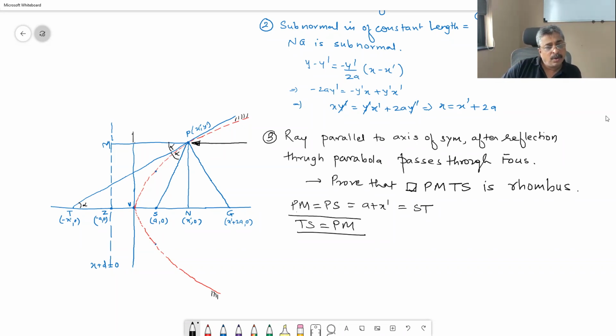And now what we are interested in is, suppose we extend this side vertically opposite, then these two angles are also alpha, alpha, and hence the angle between tangent and incident ray is also alpha. Therefore, a ray parallel to the x-axis, after hitting the parabola at point P, with angle of incidence and angle of reflection alpha, will pass through the focus. This is the optic property.